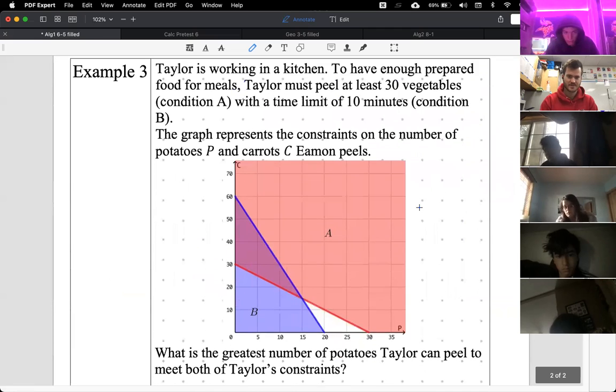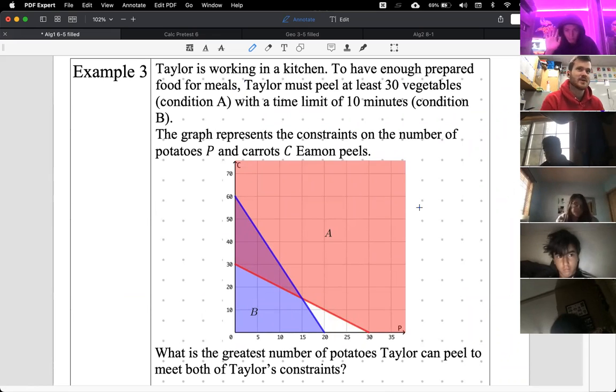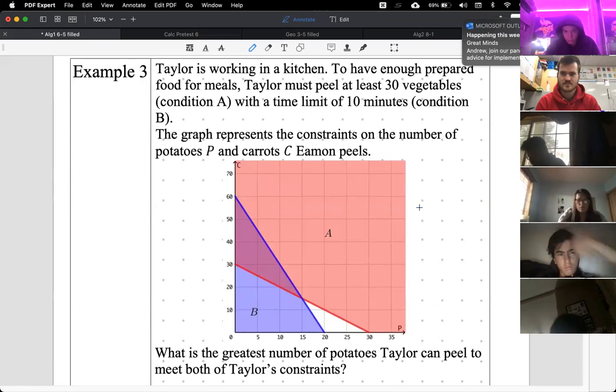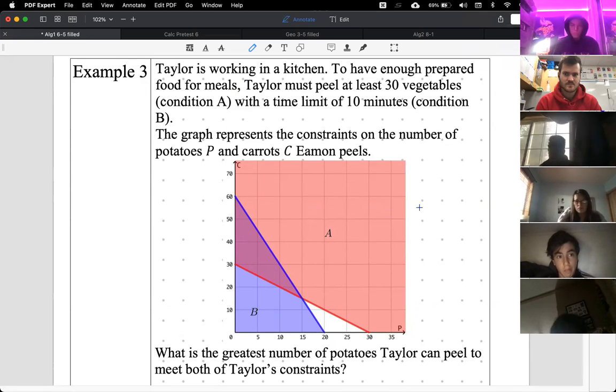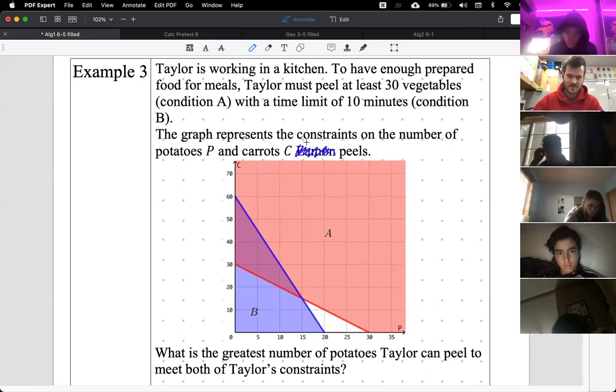So this is the graphical representation of everything. All right, I need my final reader of this unit. I already got Diego and I already got Ripley. Can I get a new reader? Is that possible? Yeah, Haiti. Taylor is working in a kitchen to have enough prepared food for meals. Taylor must peel at least 30 vegetables, condition A, with a time limit of 10 minutes, condition B. The graph represents the constraints on the number of potatoes, P, and carrots, C, Taylor can peel. Oh, whoops, I forgot to change the name there. Sorry about that. We're talking about Taylor, not Eamon.